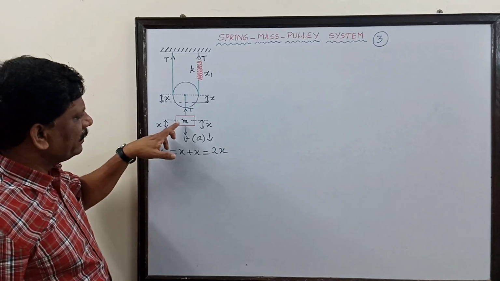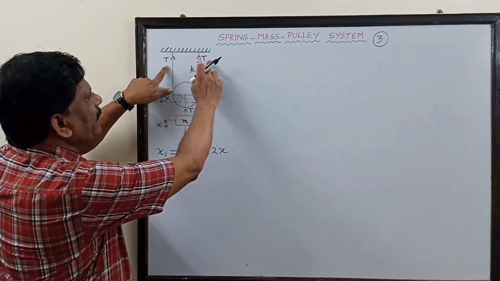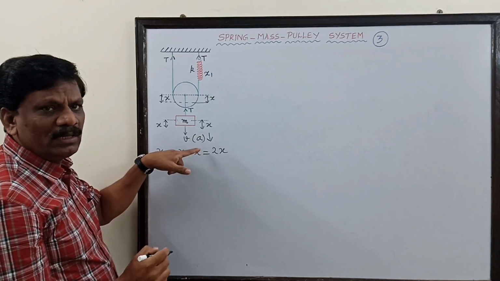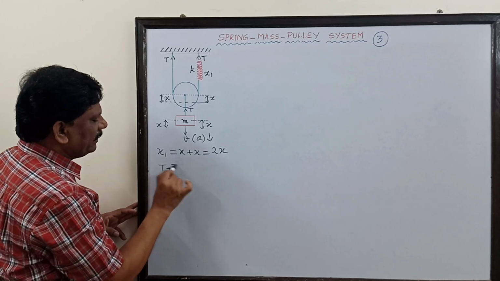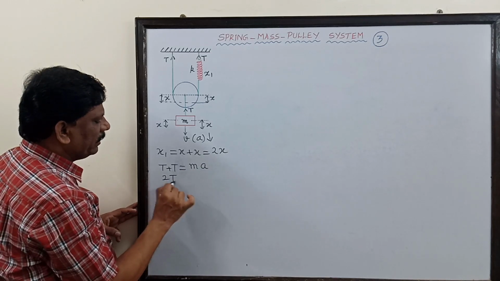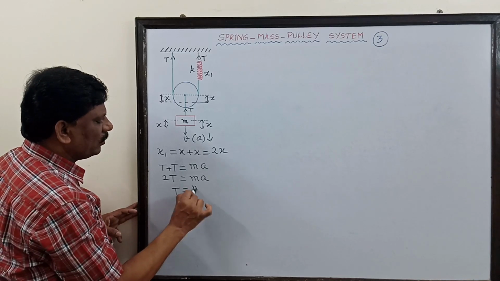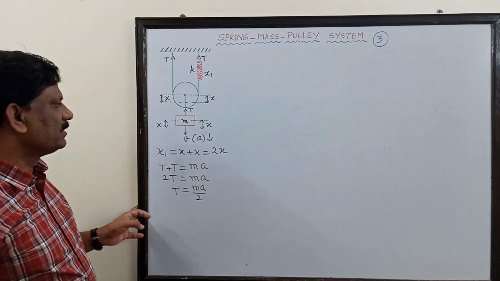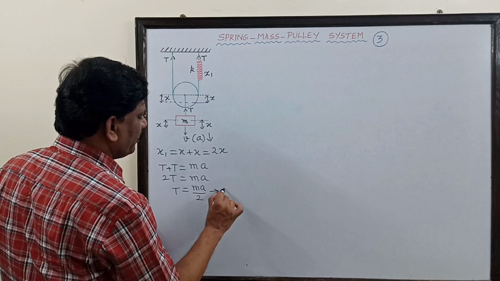This force m into a must be equal to the tension acting at the top 2 points. So T plus T must be equal to what? M into a. So here T plus T is equal to M into A, or 2T is equal to M into A, or tension T is equal to MA divided by 2. This is another required equation for us. So T is equal to MA by 2. So I will call it equation 1.